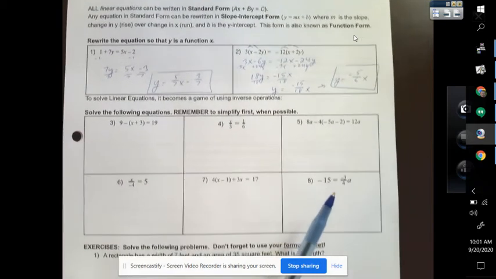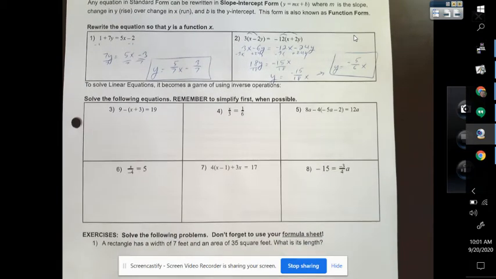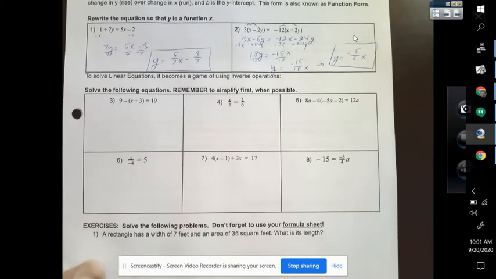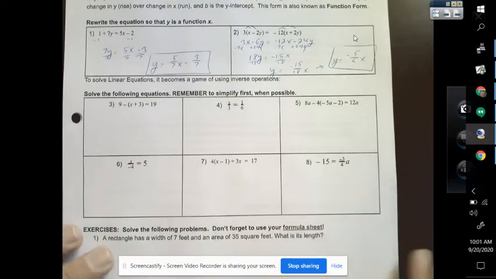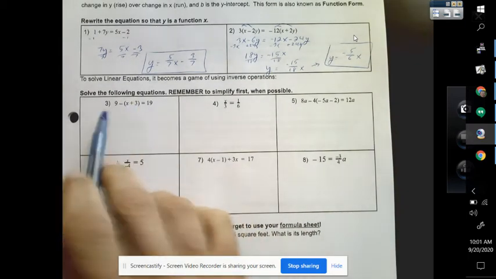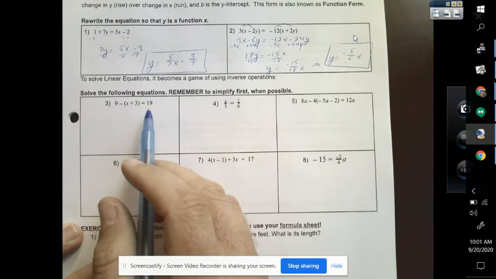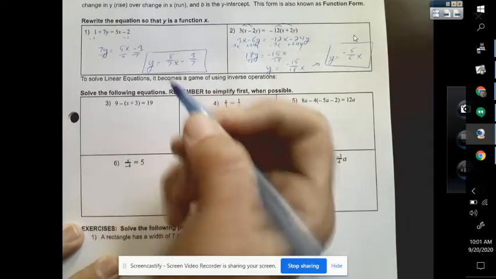You get the idea. I've got 6 problems right here, okay? And again, this is mostly review. So as you go through this, hopefully some of this is kind of coming back. We're just solving for x here, okay? Solve the following equations. Remember to simplify first when possible. So we're going to get to it.